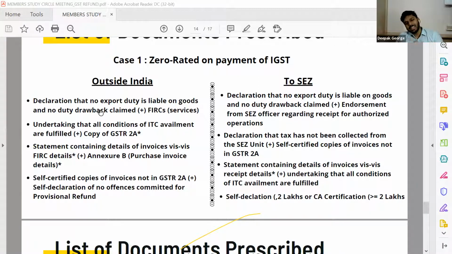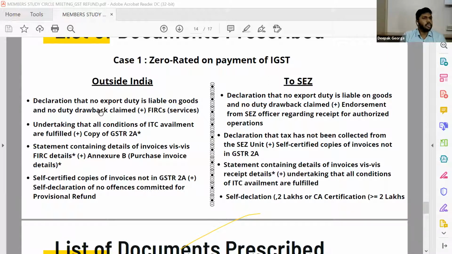You have to give something called an Annexure B. Annexure B is a purchase statement, a particular format prescribed by the rule, by the circular, in which you should highlight the details of the purchase invoices. I will show you the format of the Annexure B, which is again one of the reasons for rejection of refund applications, right?